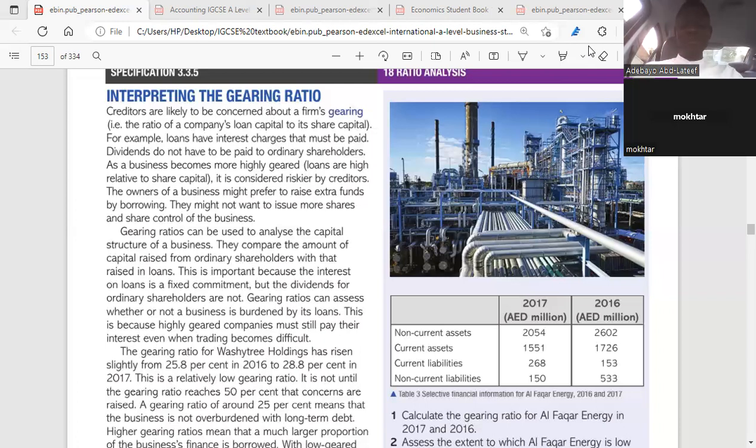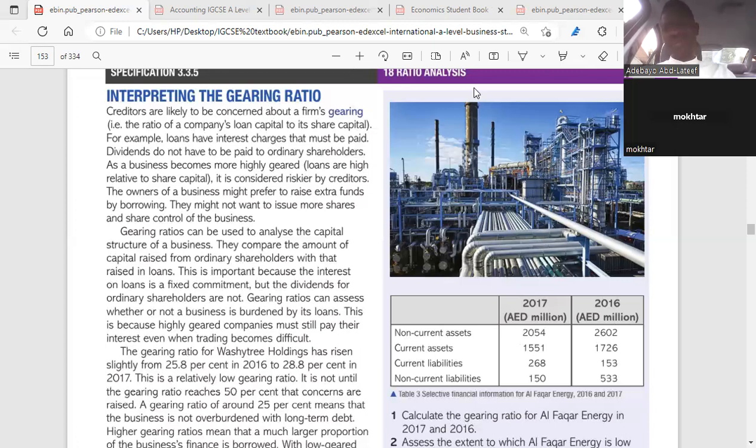Again, look at the formula. It's non-current liabilities divided by capital employed multiplied by 100. So when you divide your non-current liabilities, which are your loans, by your capital employed, and you're having a high percentage above 50%, then it means that you are burdened with a lot of loans. That means the business is over borrowing. It means that the business is relying so much on borrowings for its expansion or for its operation. Is it clear?